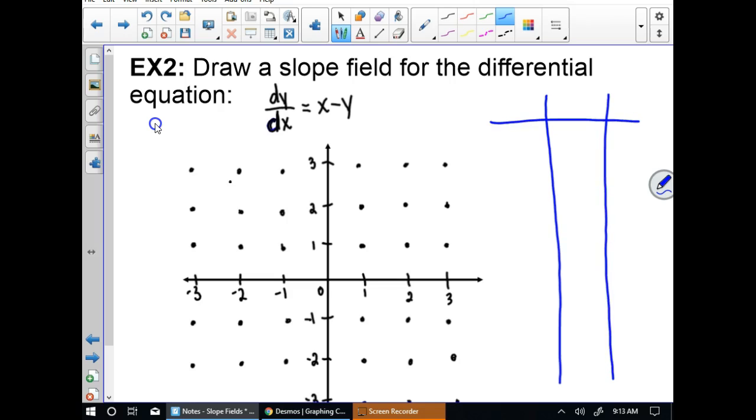So this one is harder to do because this one has an x and a y. So let's just start. Let's start at the corner over here, negative 2, 2. We won't do the 3's on this one either, just so it'll fit.